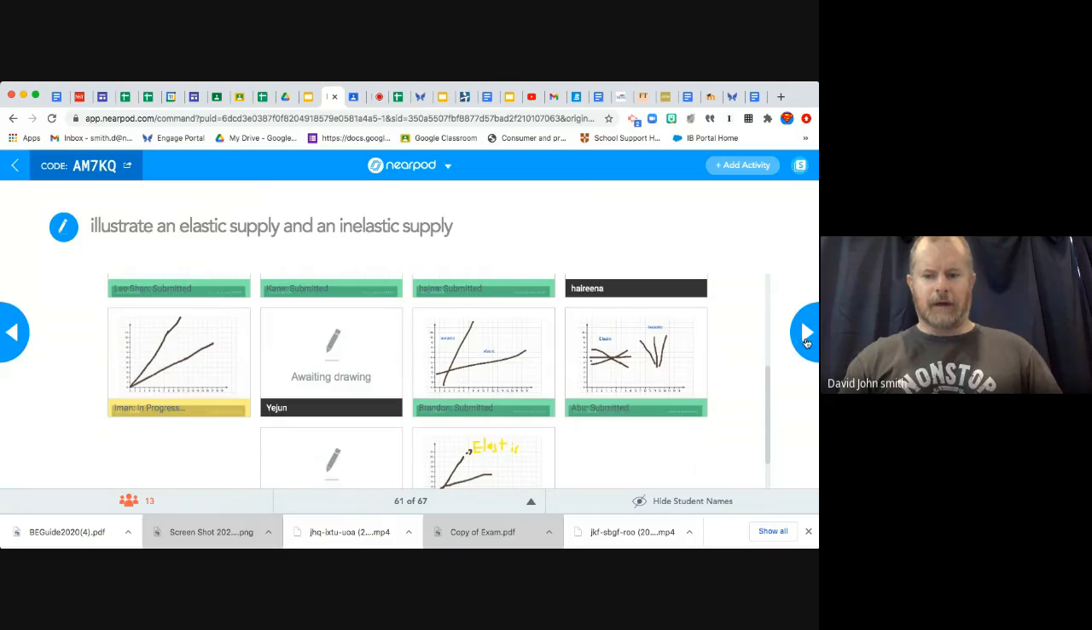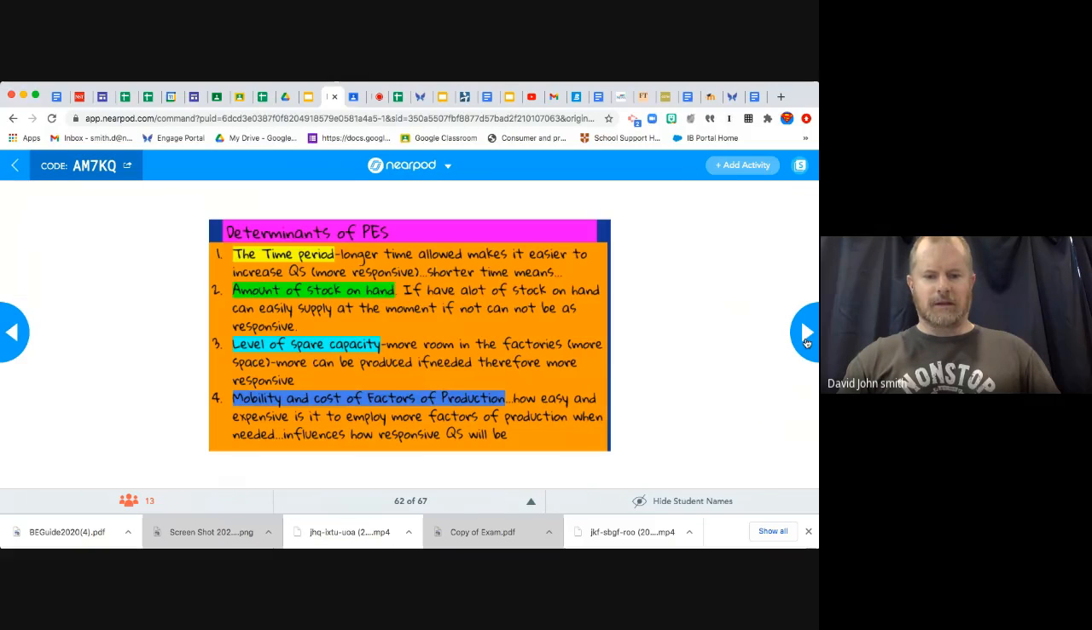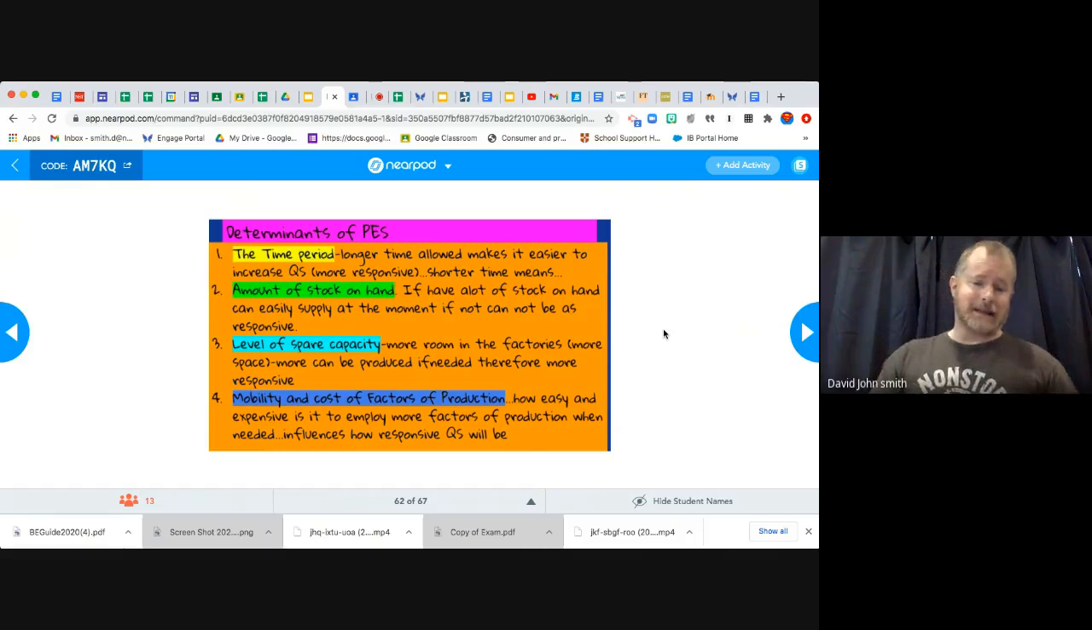All right, now, if I'm just going to move on like that, because we also need to know what causes the supply curve to be either elastic or inelastic. We want to know what its determinants are. Just as we did with PED, PES also has determinants. And the big one that we mentioned before was time period. The amount of time you give the producer.